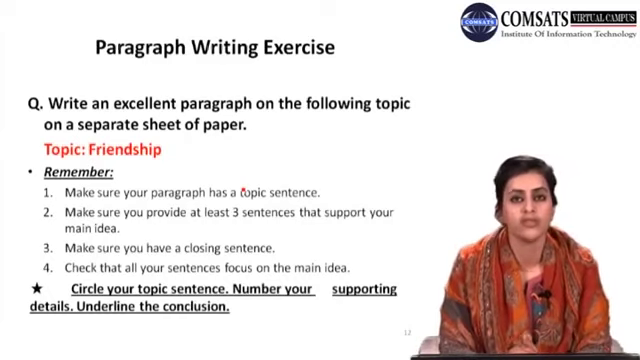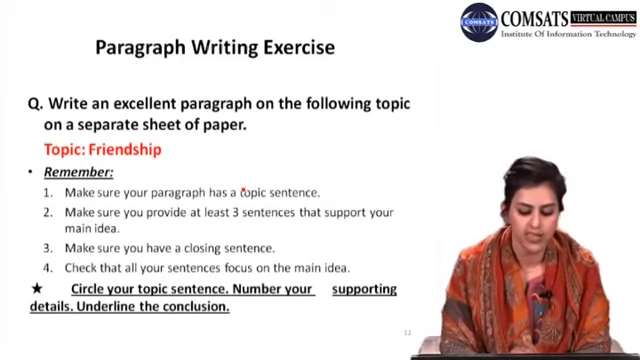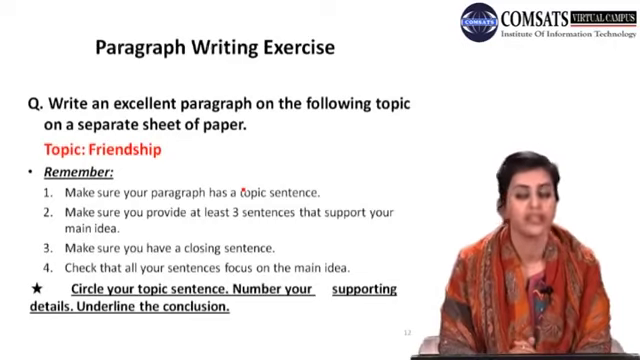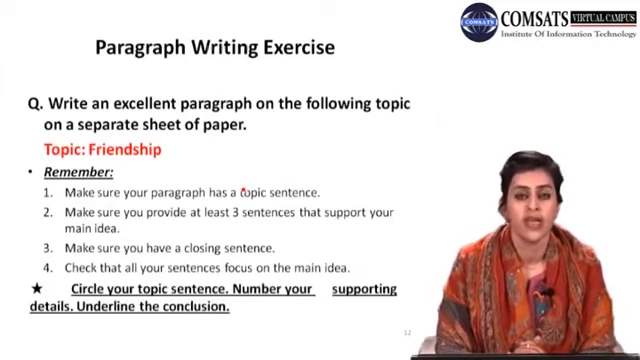Make sure you have a closing sentence too. So this is how your paragraph is going to be complete. Check that all sentences focus on the main idea. So all sentences are going to be about the idea of friendship that you are supposed to write on. So you are going to take your time.